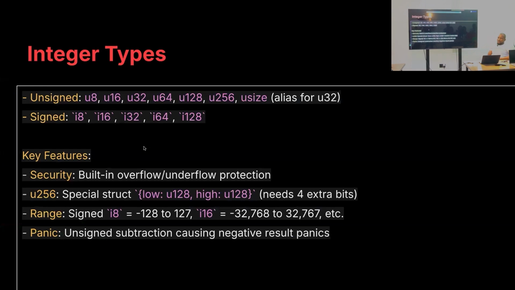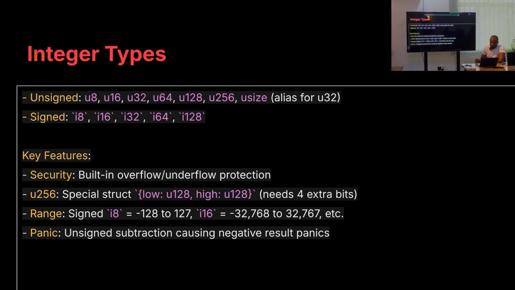So then the key features of integer, it has built-in overflow and underflow protection. Meaning that if you calculate a number that is larger than the upper bound of an integer, it is going to result in an error. Do you understand? A number that is larger than the upper bound is going to give you an error.